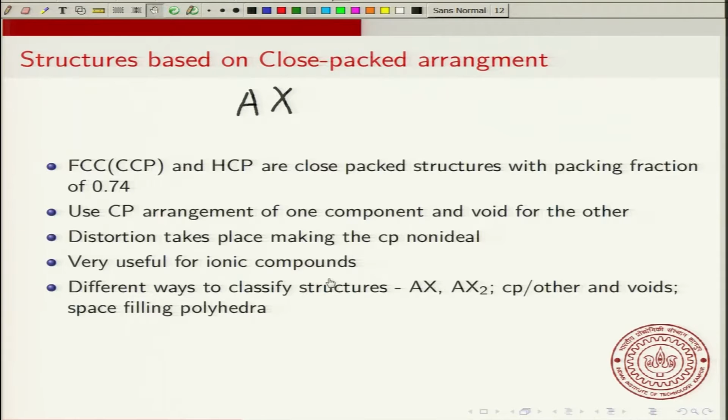I'm going to only talk about a few different compounds, but actually there are different ways to classify these crystal structures. One way to classify them is like AX, AX2, etc. The other way which we will be looking at is to look at one of the components as either close packed or some other structure, and the other atom as present in the voids. Alternatively, we can also look at these in terms of space filling polyhedra, which I will touch upon a little later.